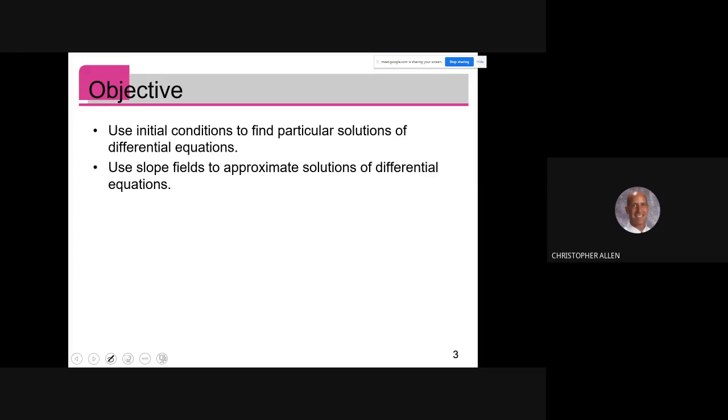We've got two objectives. One is to use an initial condition to find the particular solutions for a differential equation. And the second thing is to use something called a slope field to approximate solutions of differential equations. And I'll try to explain both of these things to you in great detail.